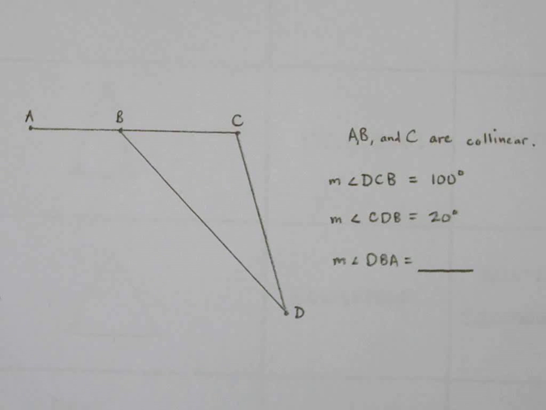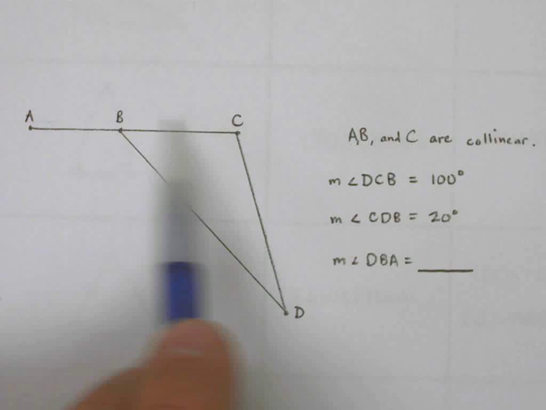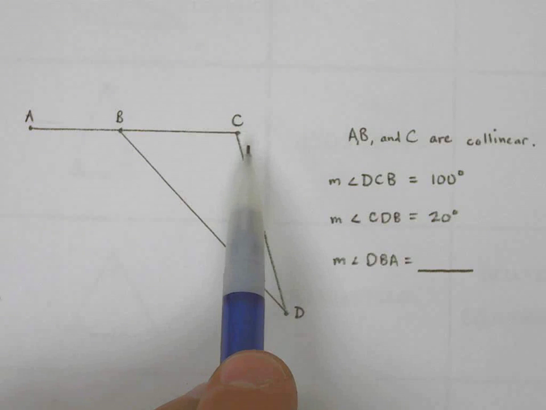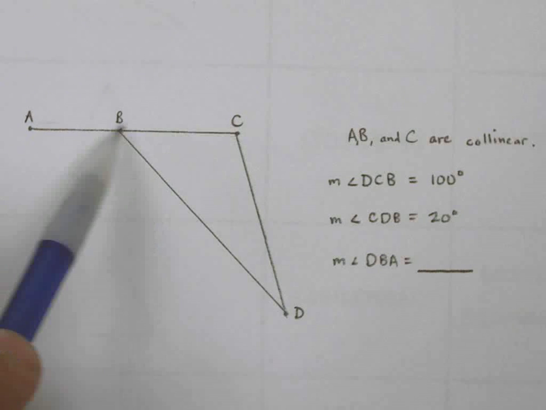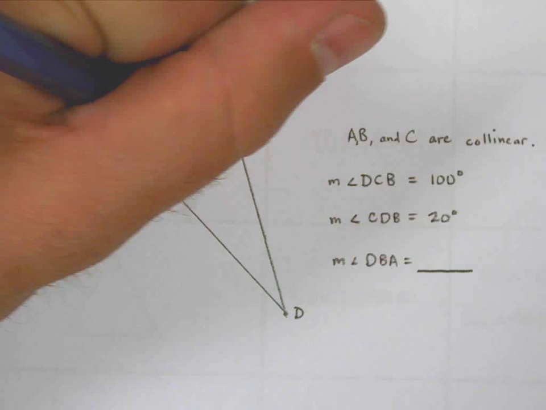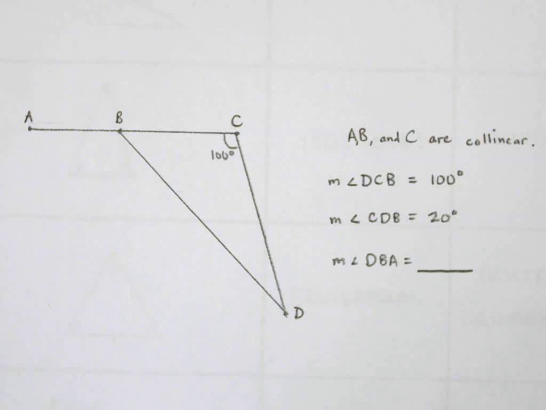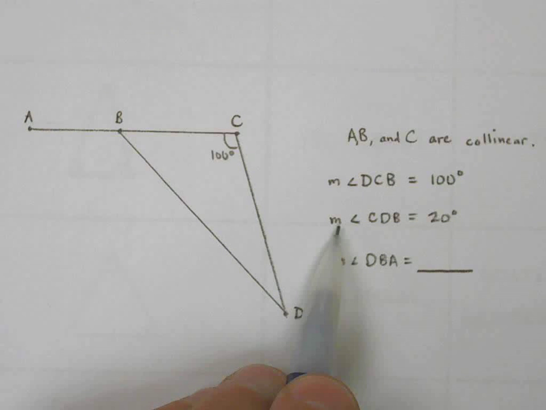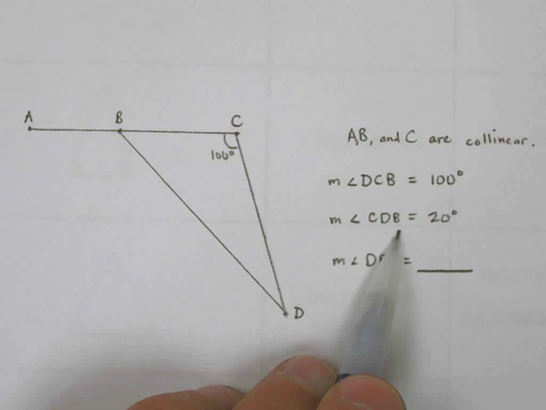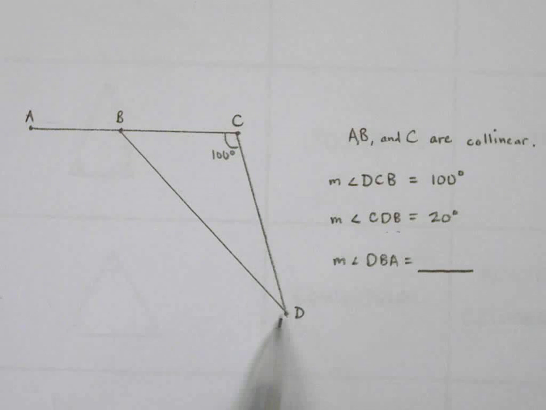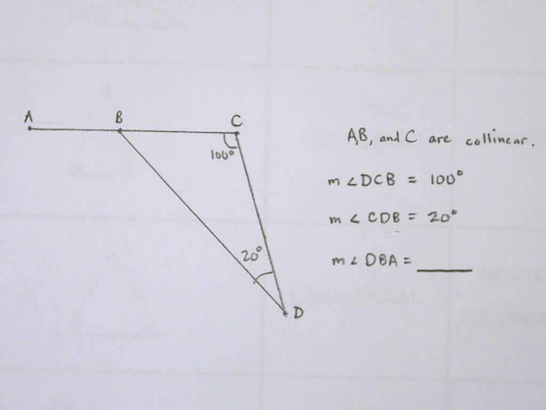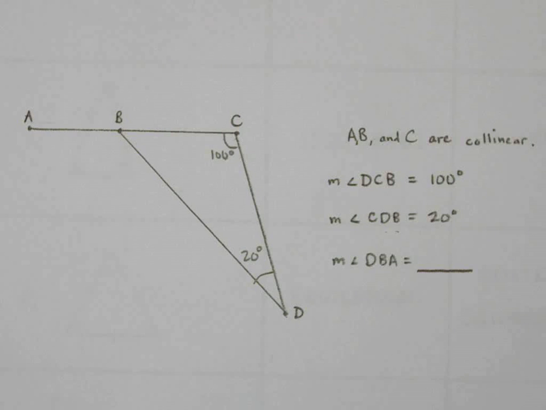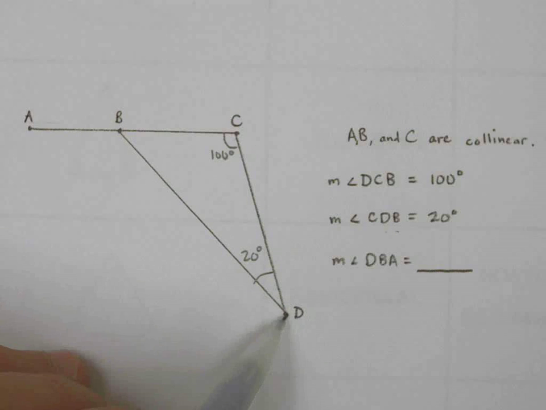Here's another example. Let's say that points A, B, and C are collinear. That means that this is a straight line. The measure of angle DCB is 100 degrees. So if I go from D into C and then out to B, this angle formed here is 100 degrees. The measure of angle CDB is 20 degrees. So if I go from C into D and then out to B, the angle formed by that is 20 degrees. And I want to know what the measure of angle DBA is.